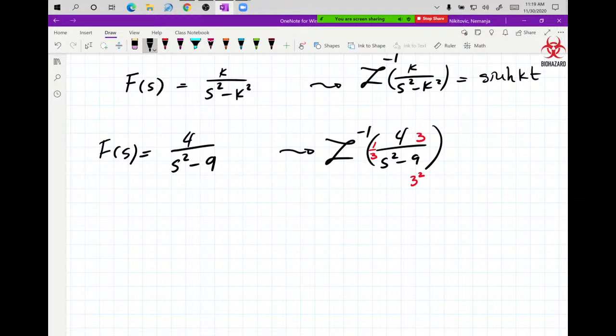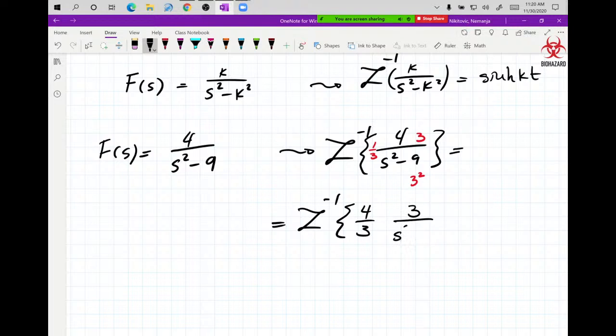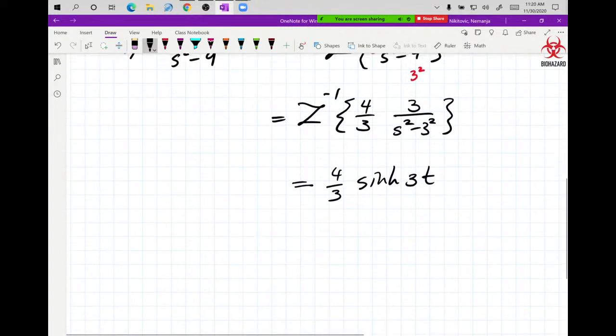And now, this whole thing, these are supposed to be those curly brackets. There we go. So that's now inverse Laplace of 4 over 3, times 3 over s squared minus 3 squared. And that gives you 4/3 sine hyperbolic of 3t. So that's the way to use the chart. And you can now use the chart for a lot of other cases.